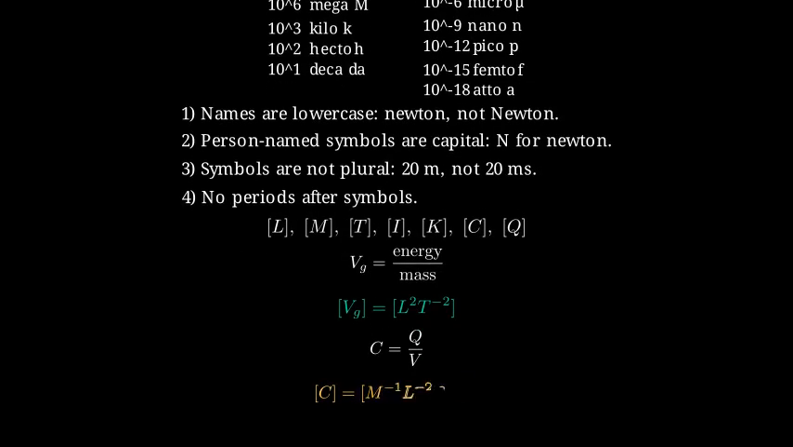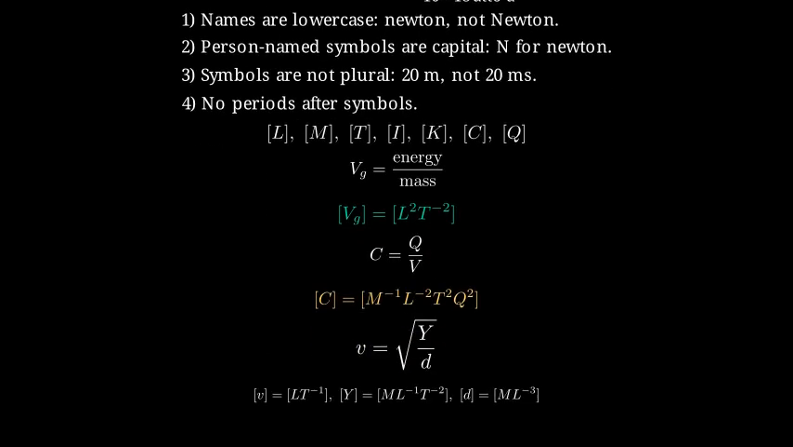Electric capacitance is charge divided by electric potential. That gives the dimension of capacitance as mass to the -1, length to the -2, time squared, charge squared. Dimensions help us check equations. For example, for the speed of sound in a solid, v equals square root of y over d. The dimensions on both sides match, so the equation is correct.